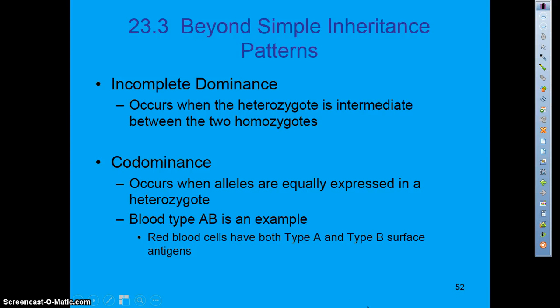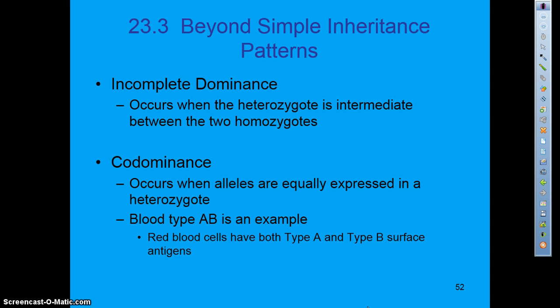So far we've covered complete dominance, and in this section we're going to cover some types of Punnett squares that deal with traits that are not complete, and we're going to talk about multiple allele traits as well. So we're covering a lot of different things in this video. We're going to talk about incomplete dominance.